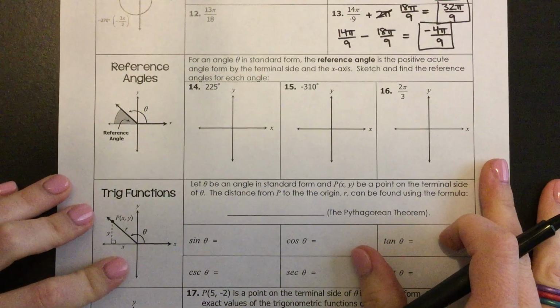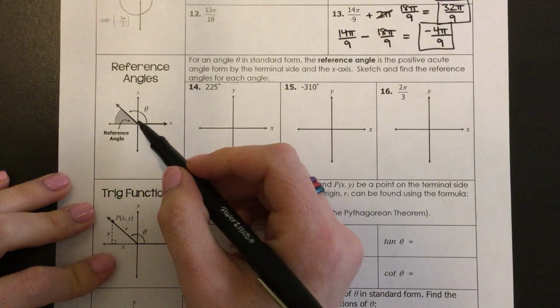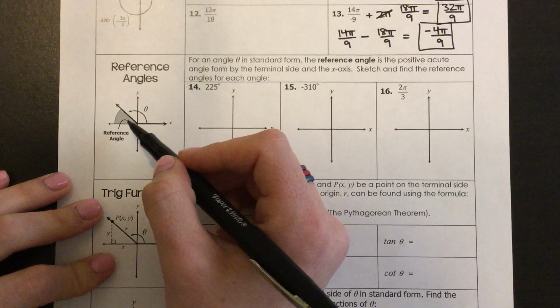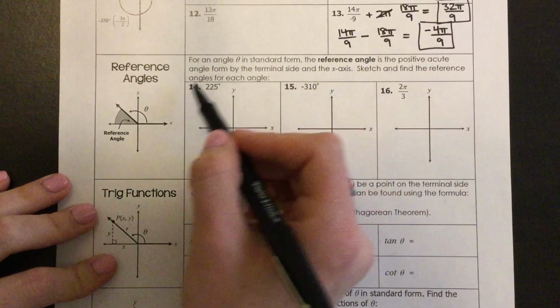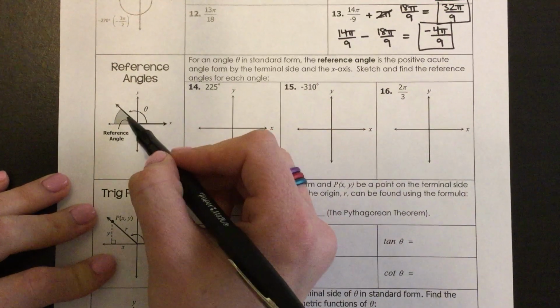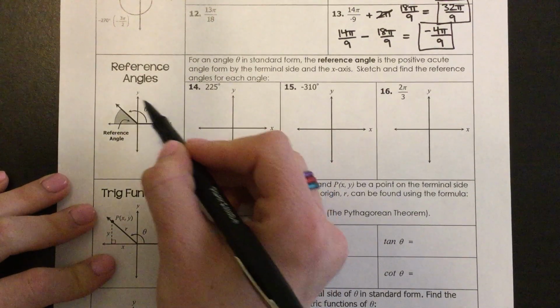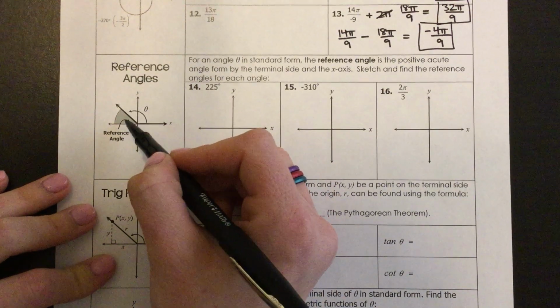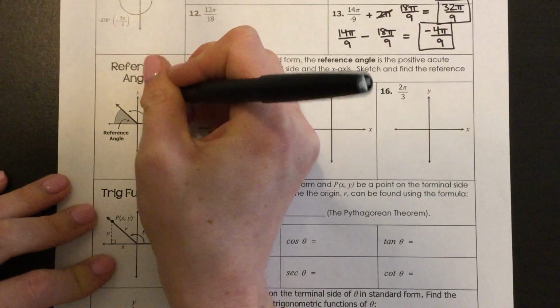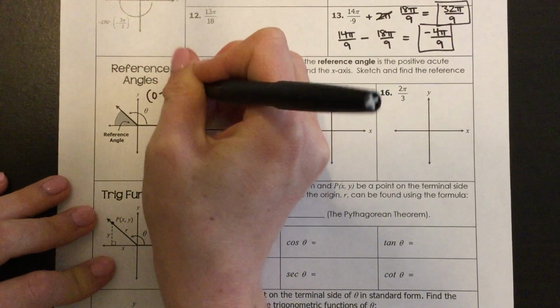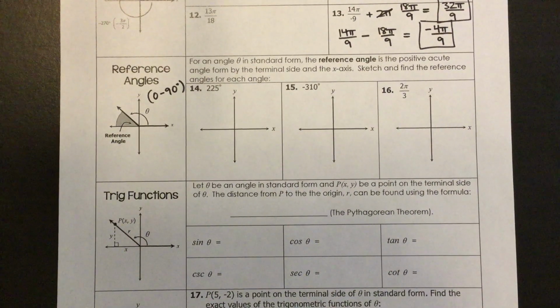All right, next topic, reference angles. We've been talking about reference angles a little bit in the last couple sections. The reference angle basically takes you back to the x-axis. It's the angle formed by the terminal side and the x-axis. So if it goes this way, this little guy is your reference angle. Your reference angle should always be somewhere between 0 and 90 degrees.